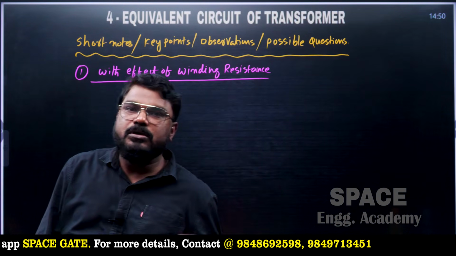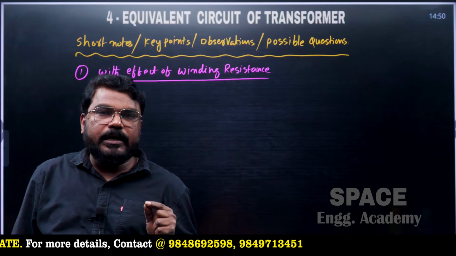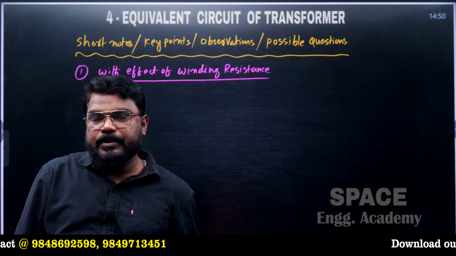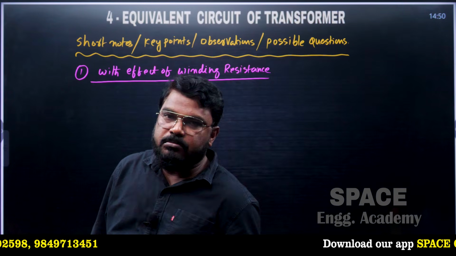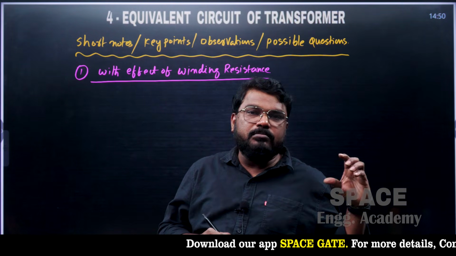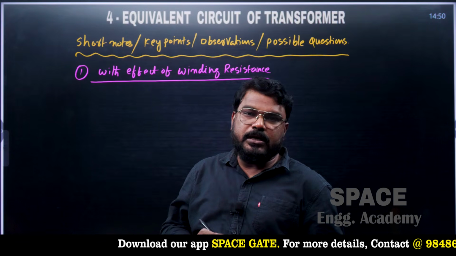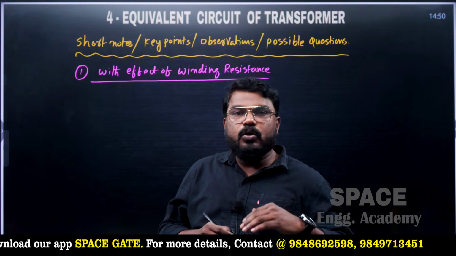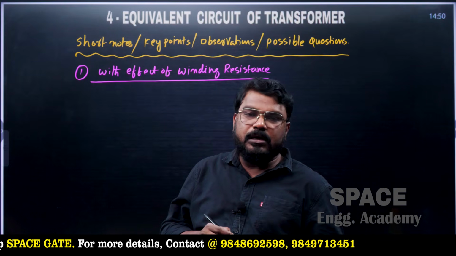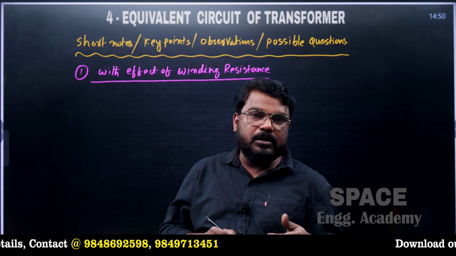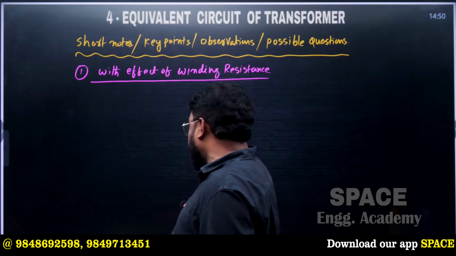One of the questions: equivalent circuit resistance, or total resistance of the transformer referred to the primary side, total resistance referred to the secondary side, voltage drop of the transformer referred to the primary side, voltage drop referred to the secondary side, and per unit resistance of the transformer referred to the primary side and to the secondary side. This type of question.